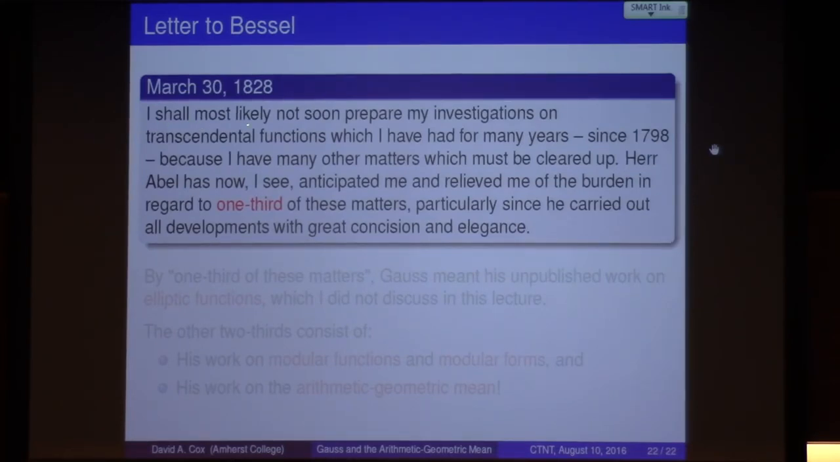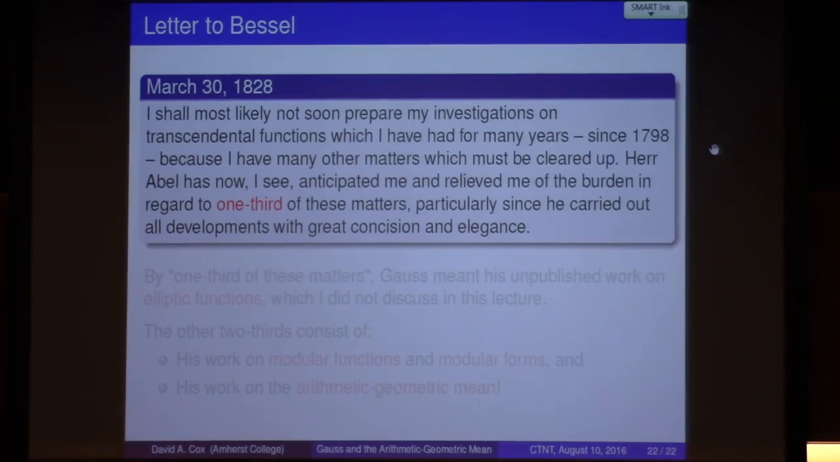He says, "I shall most likely not soon prepare my investigations on transcendental functions, which I have had for many years, since 1798, because I have many other matters which may be cleared up." And the answer is he did have many other matters, and also when Gauss wrote stuff, he wrote it in complete detail. And to do all this stuff that I've talked about in complete detail would be a huge project. So it just never got done.